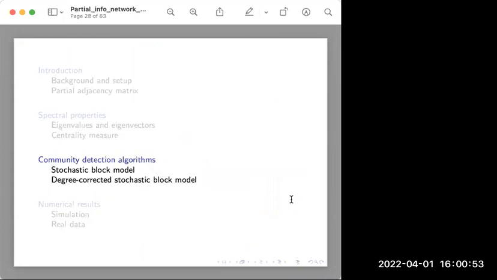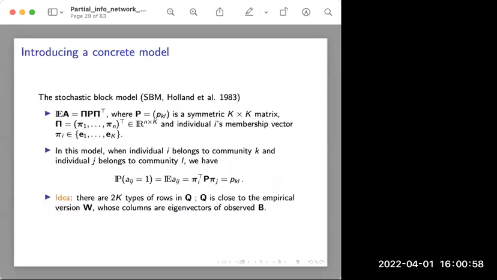So now let me move on to talking about actual community detection on more concrete models. So we first look at the classic stochastic block model, which is one of the simplest models that contains a community structure for all the nodes. Under the SBM, the expected value, the population version of A, has this particular form. It's the pi matrix times P times pi transpose, where P is a K by K connectivity matrix telling you the connections between communities, and pi is the n by K membership matrix.